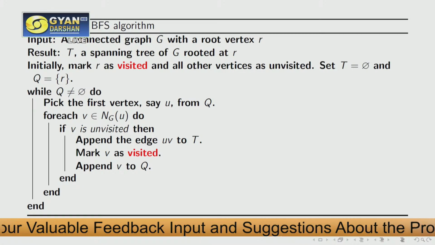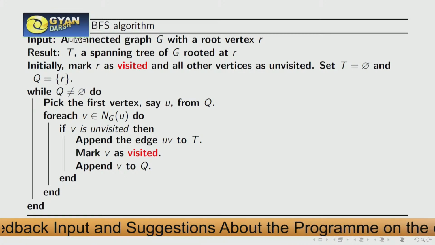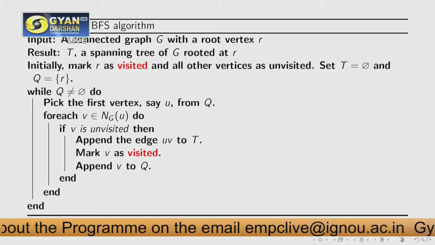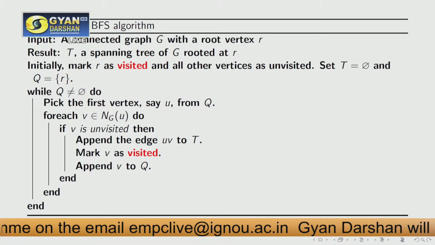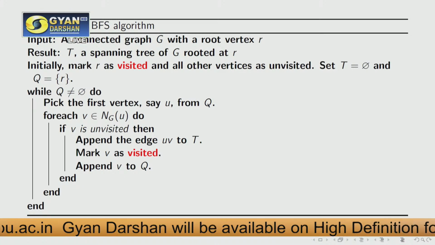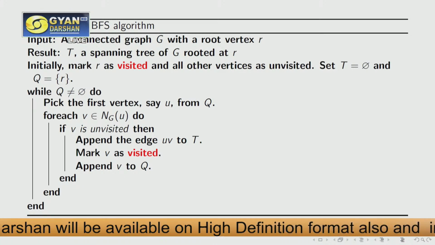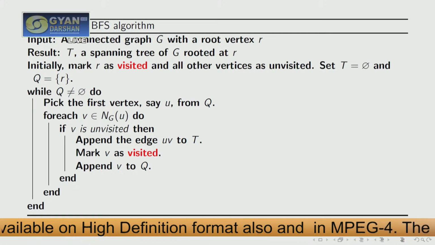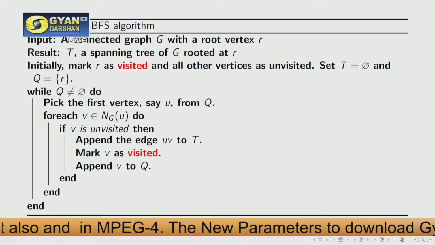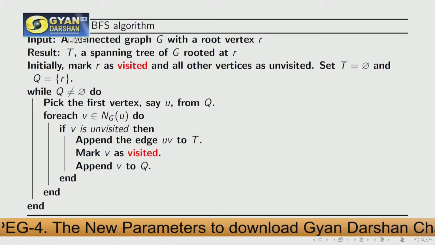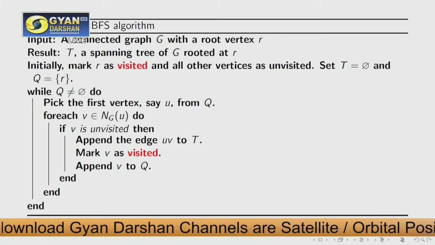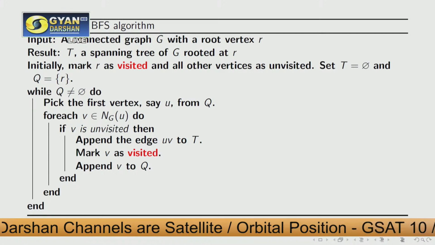So for each neighbor of U, we just check whether that neighbor is unvisited or not. If it is visited, we do nothing, but if it is unvisited, then we have to perform certain steps, and these steps are: append the edge UV to T, mark V as visited, and append V to Q. So these are the main three steps that we perform each time we find that the current vertex U has an unvisited neighbor V.